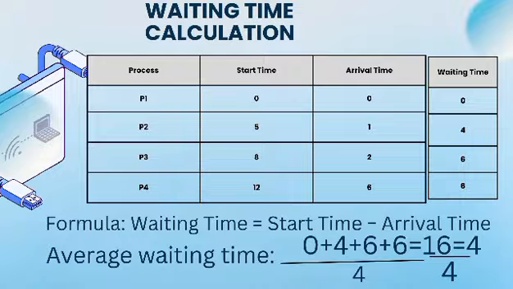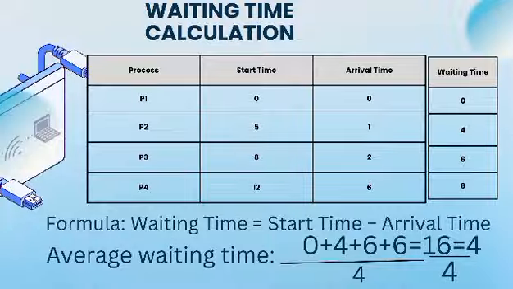Next, we calculate the waiting time for each process. Process P1 starts immediately at time 0, so its waiting time is 0. Process P2 arrives at time 1, but starts executing at time 5, so it waits for 4 time units. Process P3 arrives at time 2 and starts at time 8, resulting in a waiting time of 6 time units. This shows that processes arriving later can experience longer waiting in FCFS.